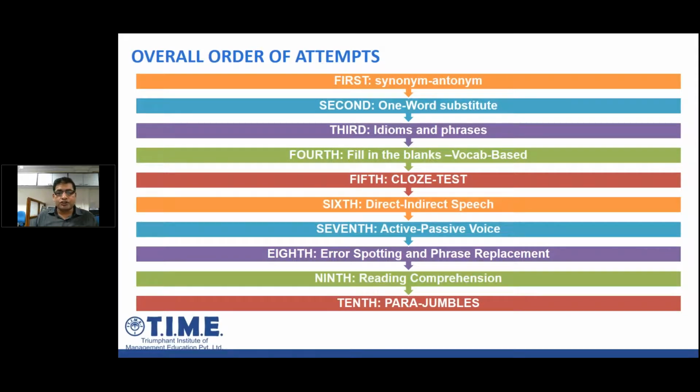So after cloze tests, you go to grammar, and in grammar, the first two questions that you should attack are those 100% certain questions I already talked about: direct, indirect speech questions and active voice, passive voice questions. So 6th and 7th should be either direct, indirect, or active voice, passive voice, or the other way around. Whichever way, I don't have any issues. But these are the two sets that you should attempt next.